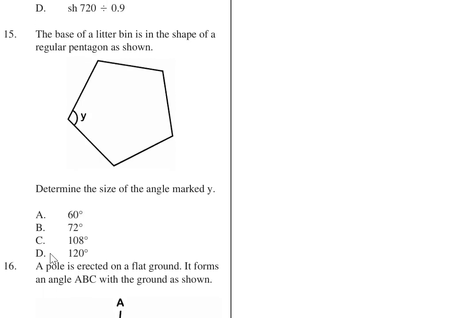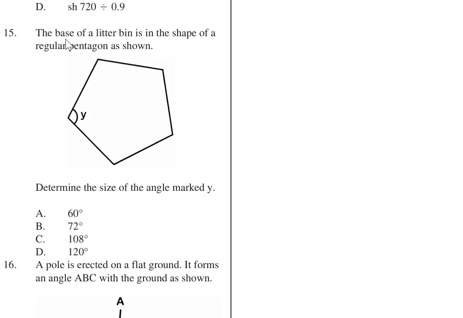Continue to number 15. The base of a litter bin is in the shape of a regular pentagon as shown. Determine the size of the angle marked Y. So here you have leading information. Pentagon means the sides are 5. So if we hear pentagon, inamaanisha iko na sides ngapi? 5. If you hear hexagon, it's good you know these things. Hexagon, so 6.